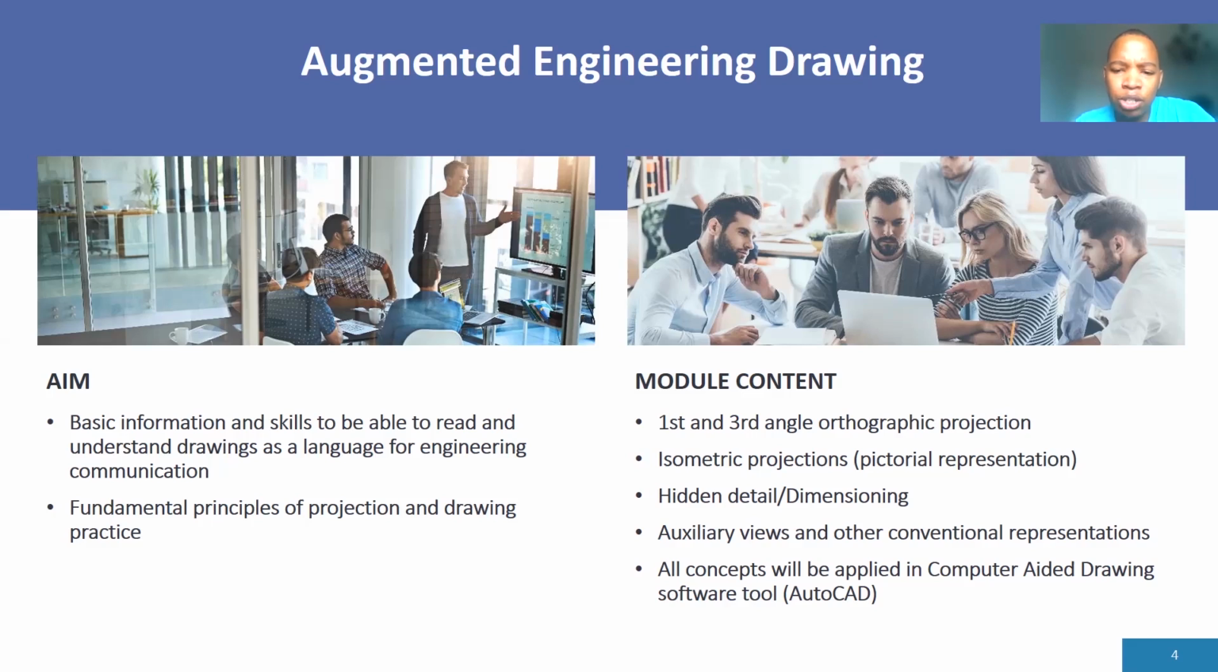Then we'll also look at isometric projections, which are more pictorial representations of objects. And we'll also cover aspects such as hidden detail and dimensioning, how to dimension your drawings to communicate the size and perspectives. Also, you will be exposed to other forms of conventional representations, which include auxiliary views and development and interpretation. Now, in this course, all these concepts will be applied in a computer-aided software tool, which is called AutoCAD, and you will gain access to this software tool for you to participate in this course.